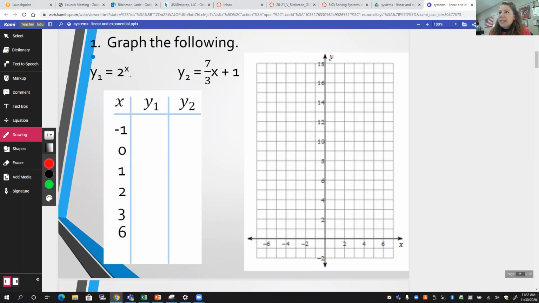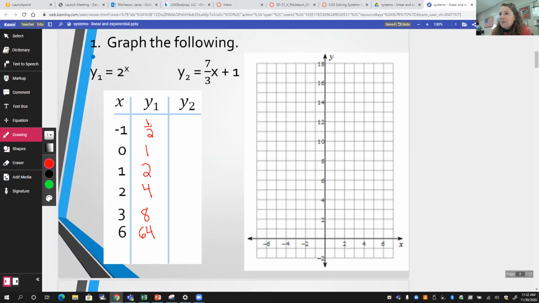So if I plug in -1 right here for x, 2 to the -1, that negative exponent turns it to a fraction. So the fraction is going to be 1/2. If I do 2 to the 0 power, anything to the 0 power is 1. 2 to the first power is 2. 2 squared is 4. 2 to the third power is 8. And 2 to the 6th power is 64.